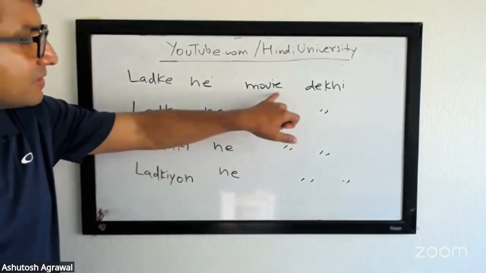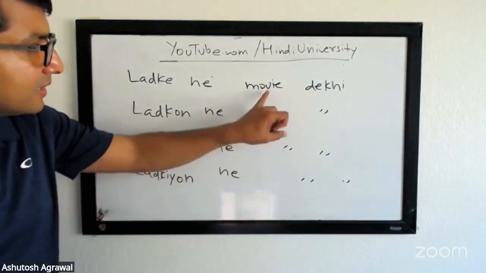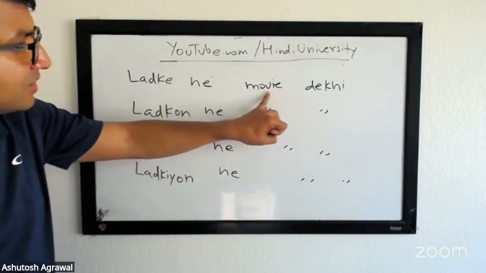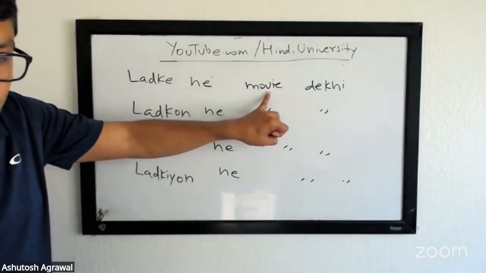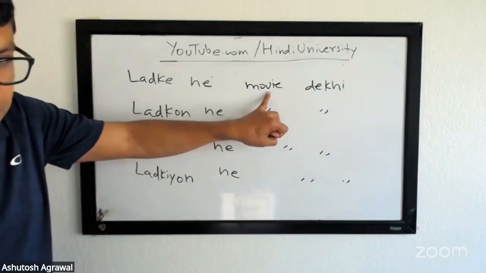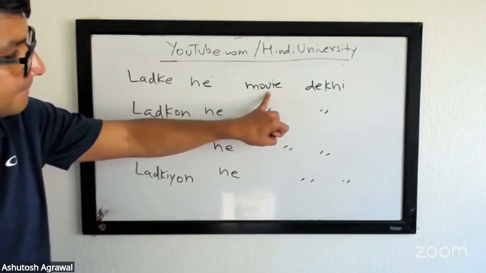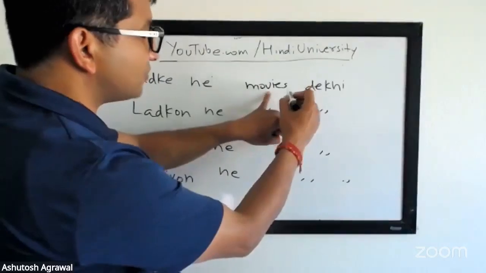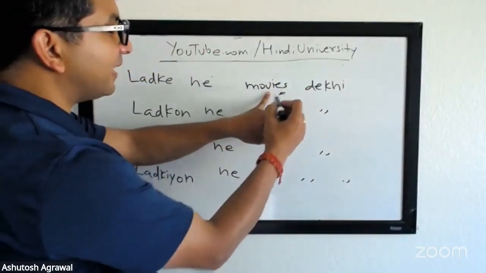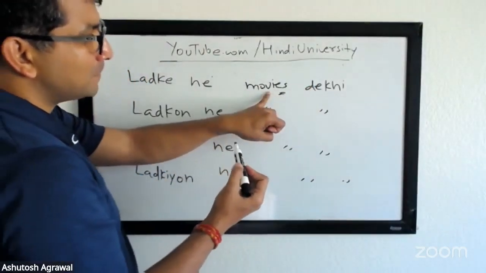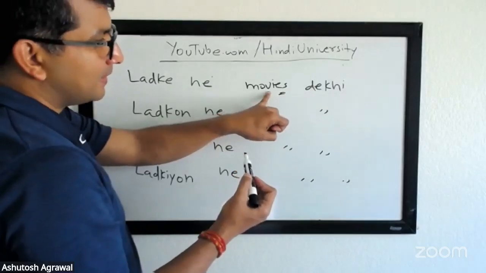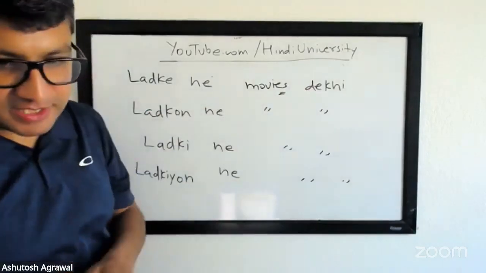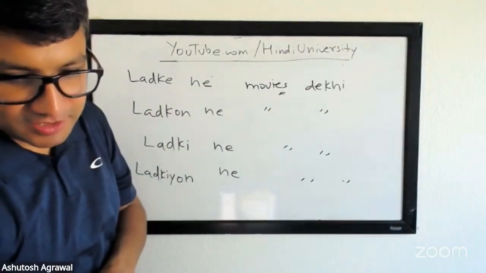Okay. Right now it's a singular movie. If it is multiple movies, Sunny ji, what would be the change? If it is lots of movies, what will be the change? Ladke ne movies deke. You just put movie. It's okay, English is fine. Or film ne deke. Okay. So it's feminine plural. So the change will be deke.